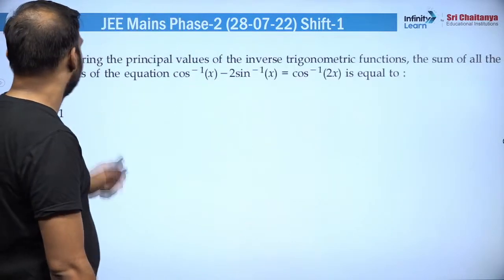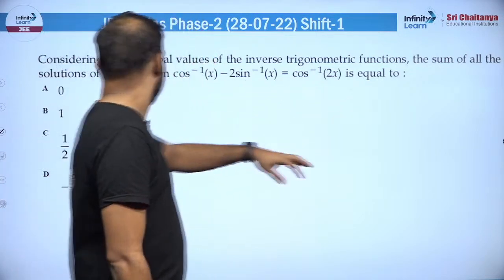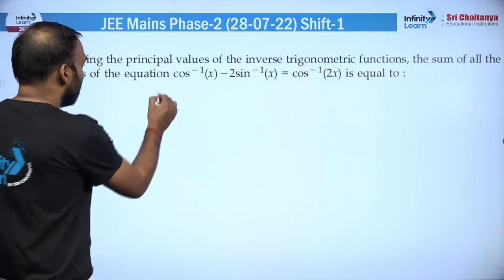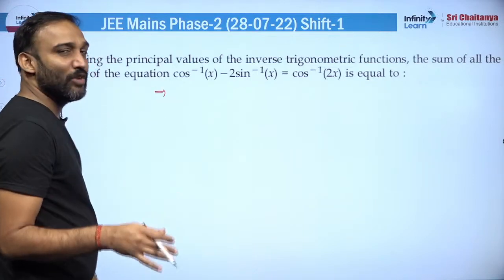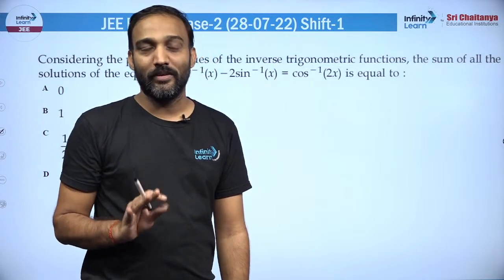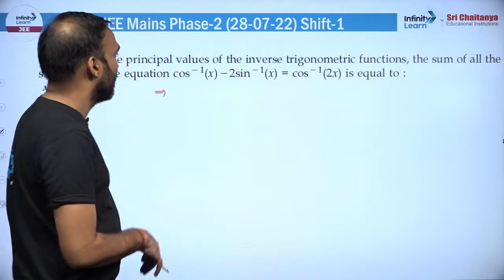So we'll continue with the next example. Once again, a question from the ITF. It says sum of all the solution of this equation. So I have to solve this equation, right? So we'll use the basic strategy of inverse trigonometric function, convert all of them into one inverse trigonometry, and then take the cos or the sine or the tan, whatever inverse trigonometry it is.